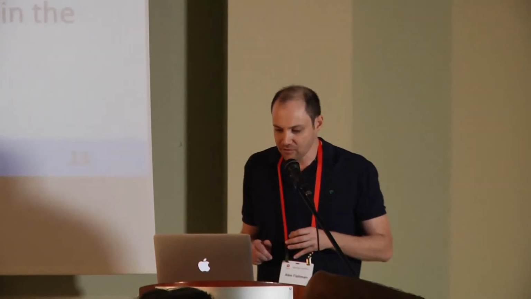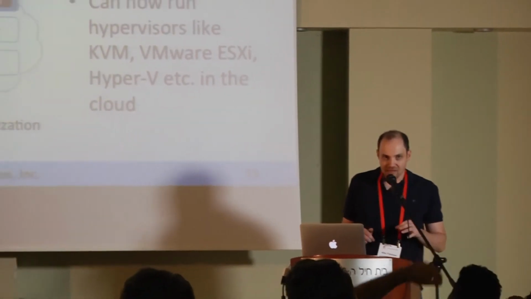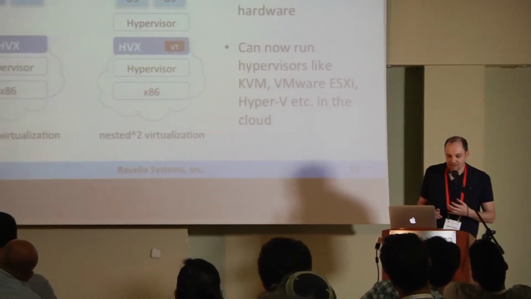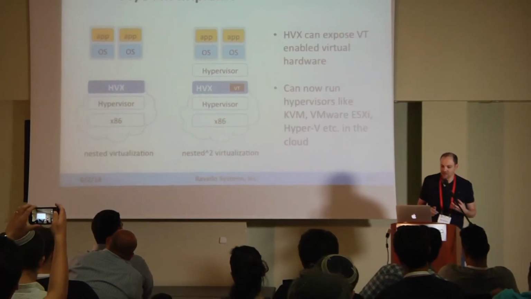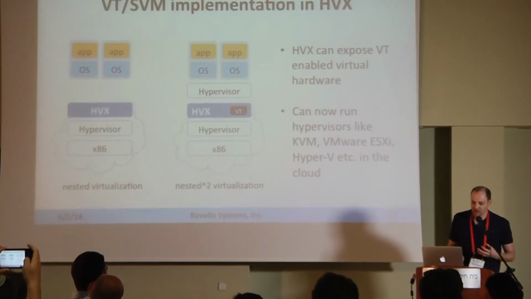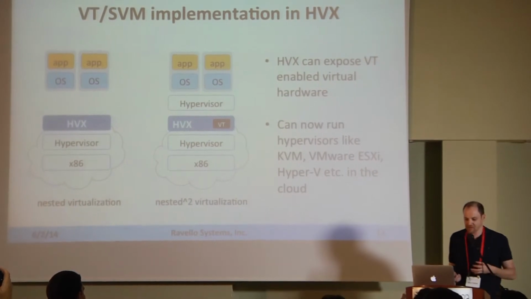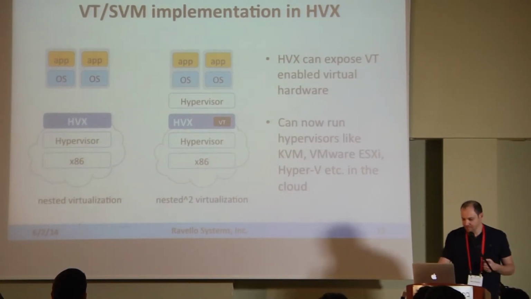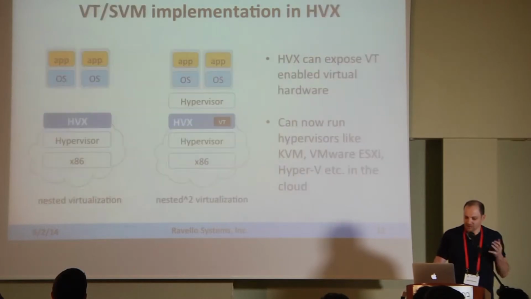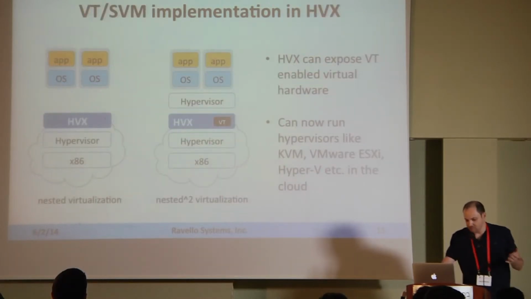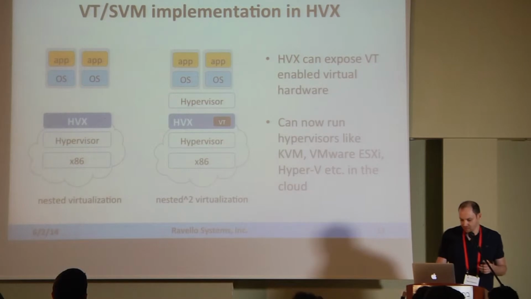Now, some interesting stuff. This is nested virtualization. This is what enables you to run KVM on top of ESX or on top of Google Cloud. As you can see, HVX as a hypervisor implemented a VT instruction set that allows KVM to run and execute a virtual machine on top of us. This is not limited to KVM, of course. We can run any hypervisor, such as ESXi, on a cloud.